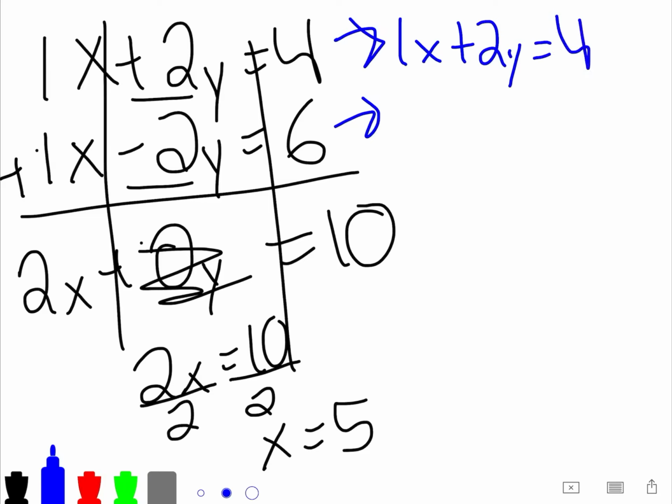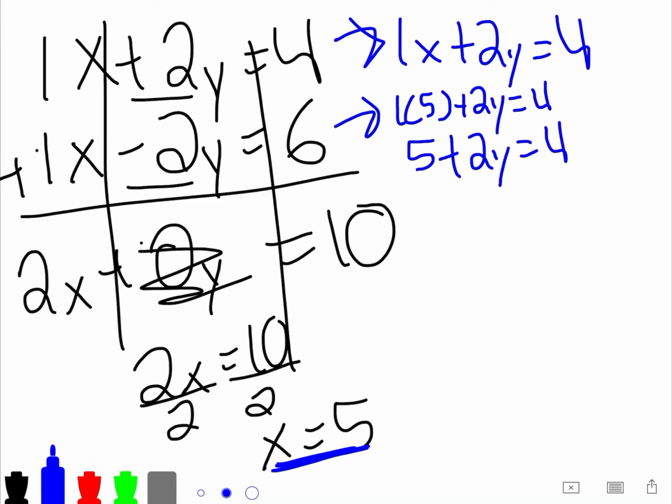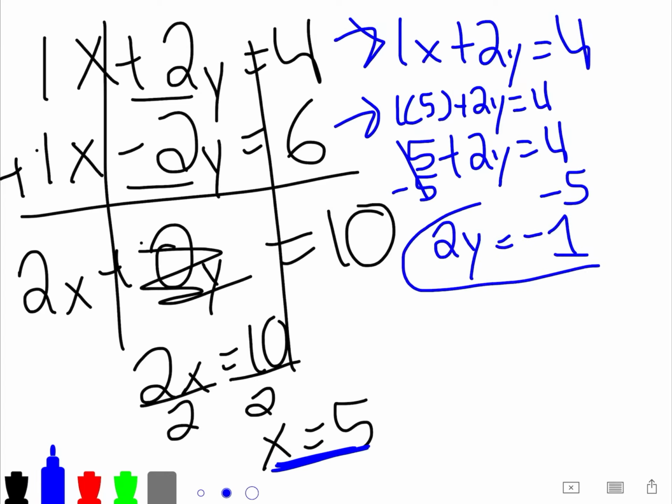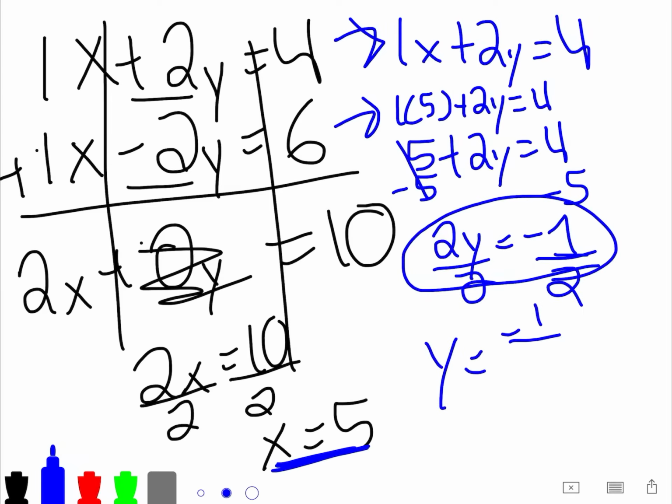It doesn't matter which one. I just copied it exactly how it is. With x equals 5, you kind of have to use a little bit of substitution. Instead of x, I'm going to substitute it out for 5. 1 times 5 plus 2y equals 4. 5 plus 2y equals 4. Minus 5 on both sides. 2y is equal to a negative 1. And divide by 2, so y would actually be equal to negative 1/2 in this case.